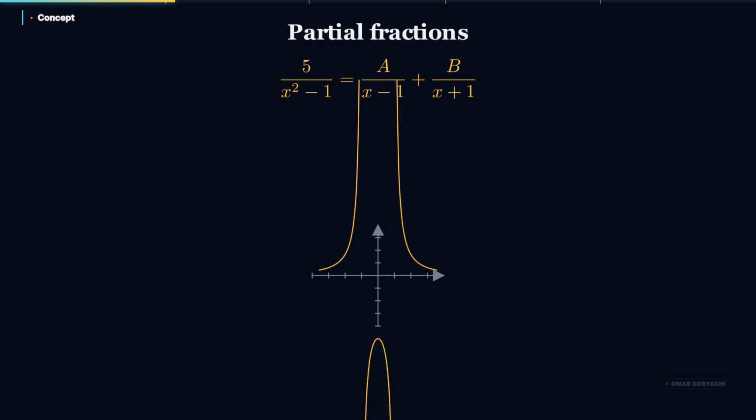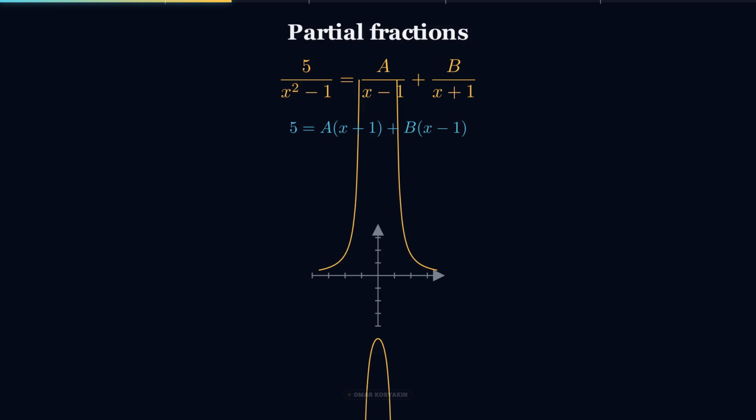Take 5 over x squared minus 1. The denominator factors as x minus 1 times x plus 1, two distinct linear factors. The decomposition has the form a over x minus 1 plus b over x plus 1. Find a and b. Clear the denominators by multiplying both sides by x squared minus 1. The equation becomes 5 equals a times x plus 1 plus b times x minus 1.